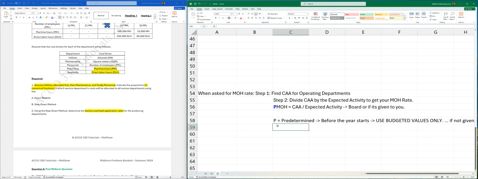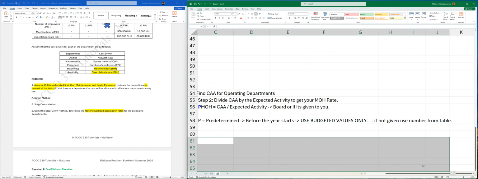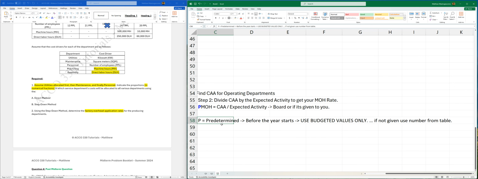Okay, so what do I mean by that, guys? The P is predetermined. So guys, in COM 305, you learned about the predetermined overhead rate in chapter 3. Basically, it says companies, when they want to apply their overhead throughout the year, before the year starts, they get together, they determine what their overhead is going to be. Because this is what you did in COM 305. Your PMOH was your estimated MOH divided by your expected activity, okay?